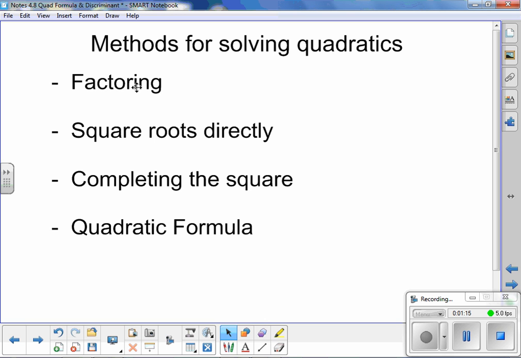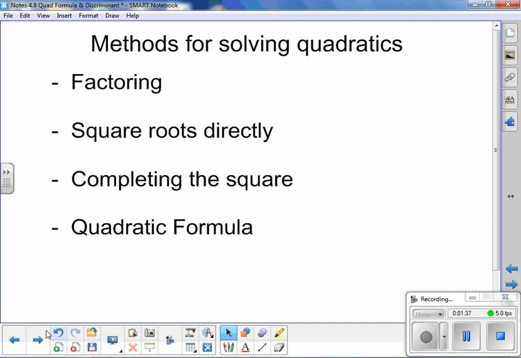Factoring is not always nice and neat. Square roots directly is not always nice and neat. Completing the square, you can almost always do that one. Actually, you can always use that one. You can use any of these at all times. It's just whether or not it's the most efficient way of doing it. So that's what our next section is about, picking which one of these to use.